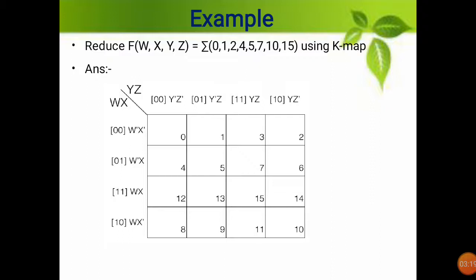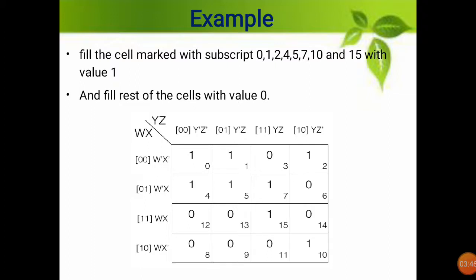Also keep in your mind, we start the rows with W complement X complement, then W complement X, then WX, and the last one is W X complement. Column wise, we start with Y complement Z complement, second is Y complement Z, third is YZ, and the last column is YZ complement. Now, fill the cells marked with subscript 0, 1, 2, 4, 5, 7, 10 and 15 with value 1 and fill the rest of the cells with value 0. See the K-map.